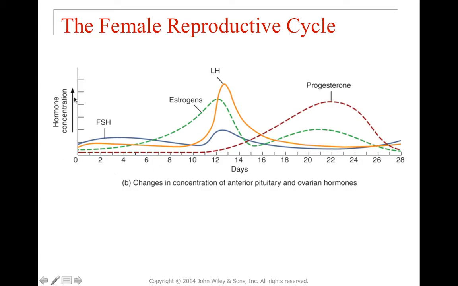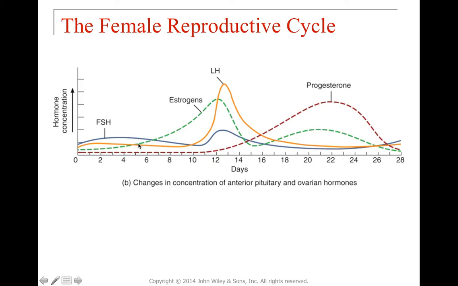So this is obviously hormone concentration, so the higher this is, the more of the hormone at that time. This here is the days of the female reproductive cycle. Kind of early on, we're going to start stimulating that follicle with FSH, and then we get another surge of FSH right around the same time that LH, or luteinizing hormone, is also secreted. Okay, this is going to be right around ovulation.